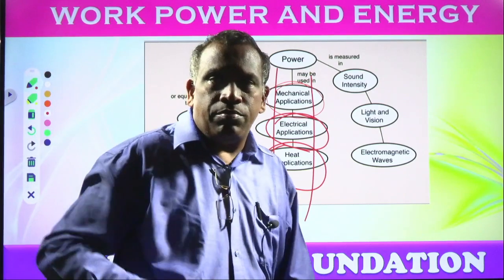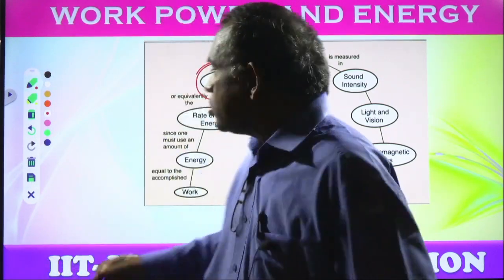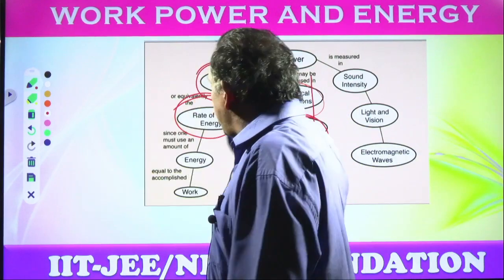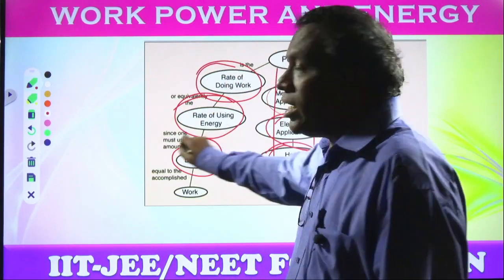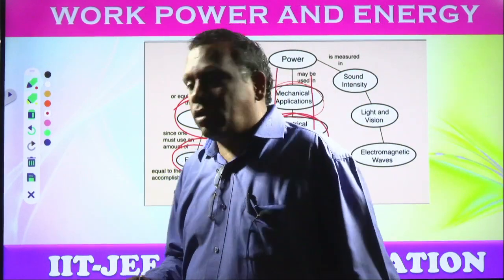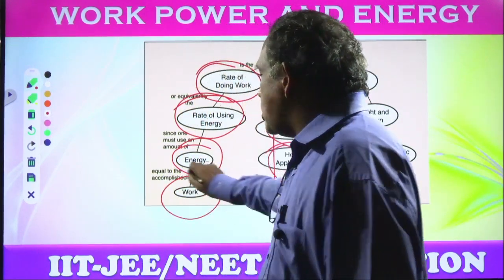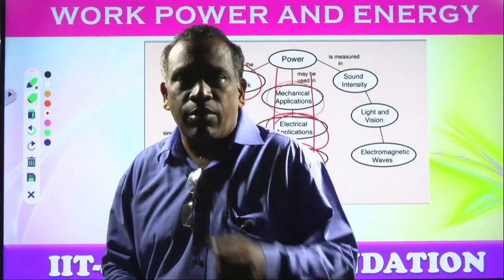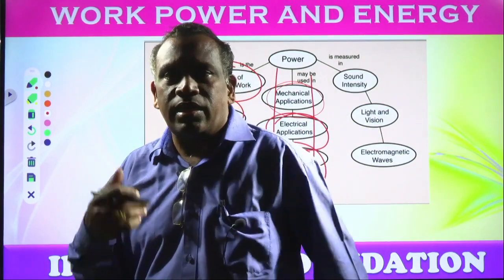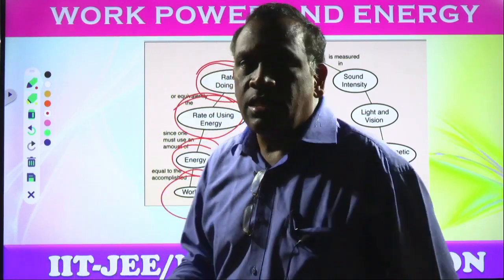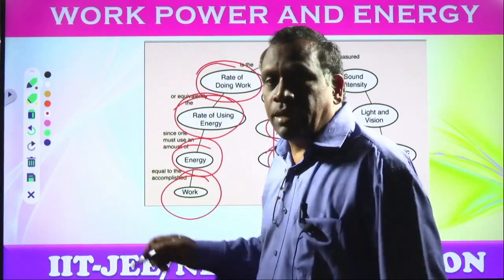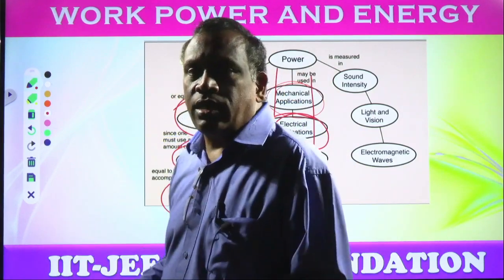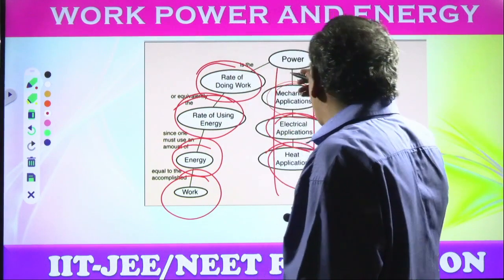The rate of utilization of energy is also called power. So power directly depends upon the energy or work. When you say power, there is a certain time in which a certain energy is utilized. There is a certain work, in a certain time. The rate of work done, the rate of energy utilized, is called power.